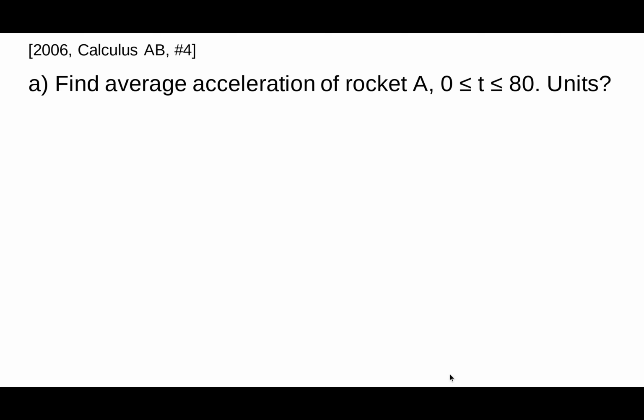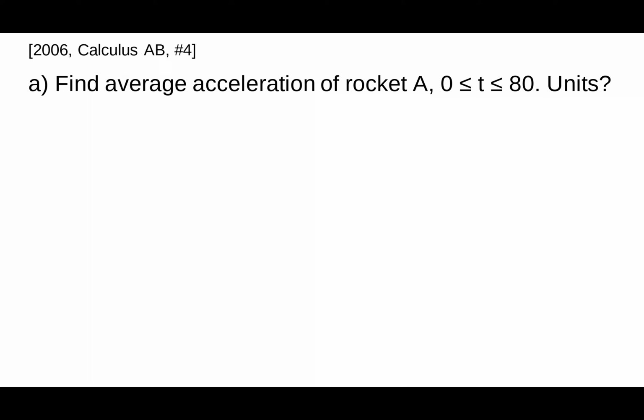This question is from 2006. It's question 4, and it is not calculator active. In the question stem, we have a rocket A. Rocket B will show up at a later point in the question. And we have a table of values for the velocity of rocket A for various times from t equals 0 to t equals 80 seconds. We are also told that the initial height of the rocket at t equals 0 is 0 feet, and the initial velocity from the table of the rocket A at t equals 0 is 5 feet per second.